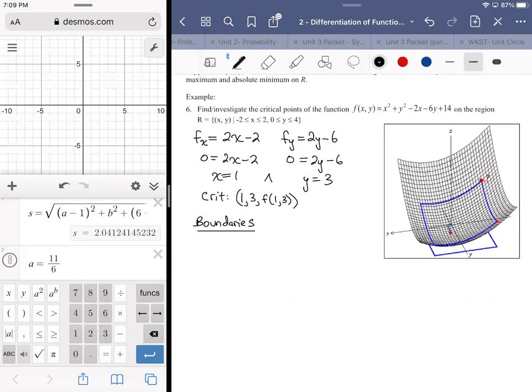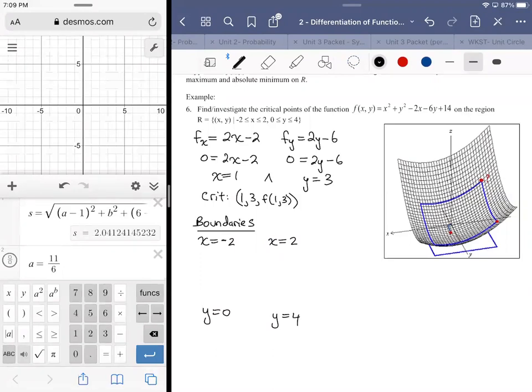Okay, so one boundary is the line x equals -2. Another boundary is x equals +2. Another boundary is actually a point. Well, it's the corners. Actually, I'll get to the corners in a second. So another boundary would be y equals 0 and y equals 4.